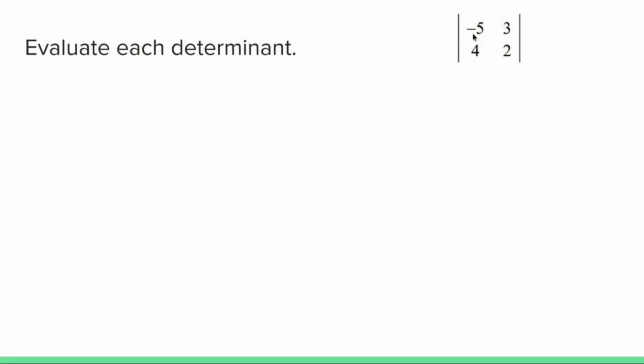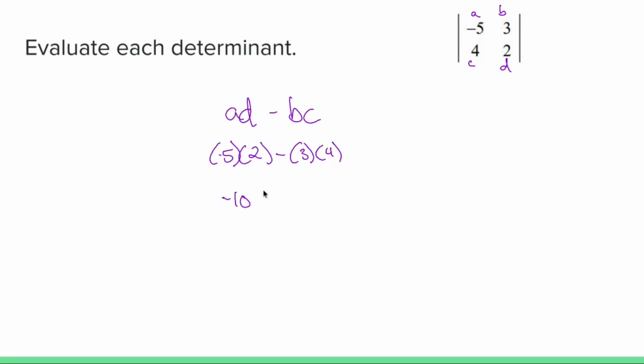Evaluate the determinant of this 2 by 2 matrix. The determinant of a 2 by 2 matrix is you labeling A, B, C, and D and finding out what AD minus BC is. So A is negative 5, D is positive 2, minus B is 3, C is 4, and it's just a little PEMDAS problem. Negative 5 times positive 2 is negative 10, minus 3 times 4 is 12.